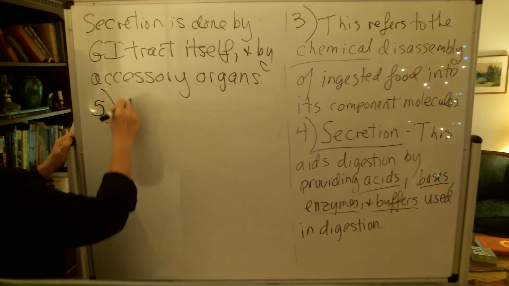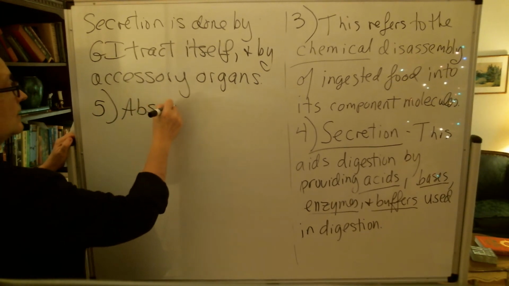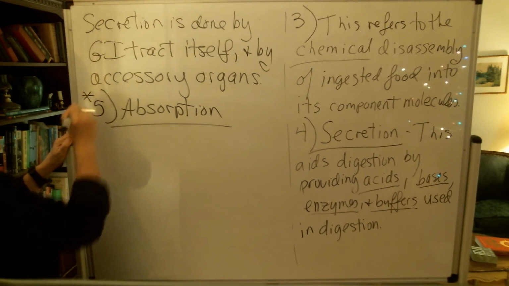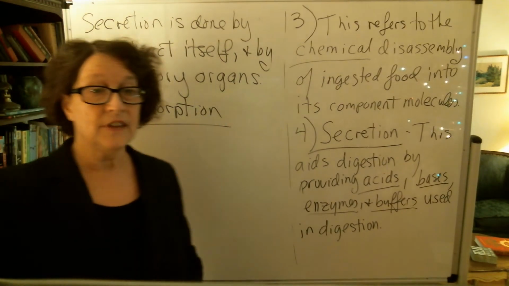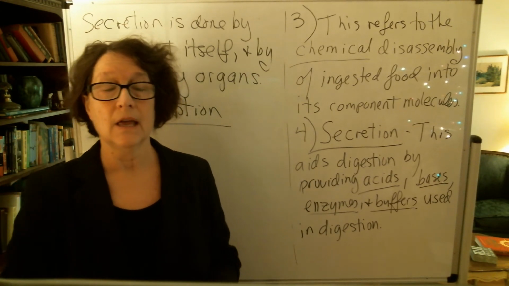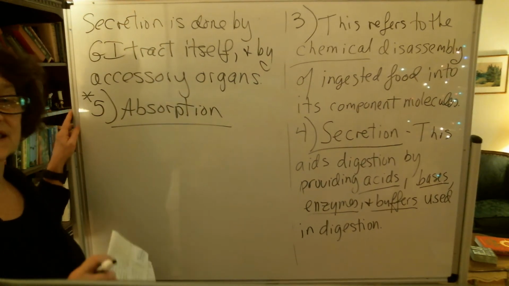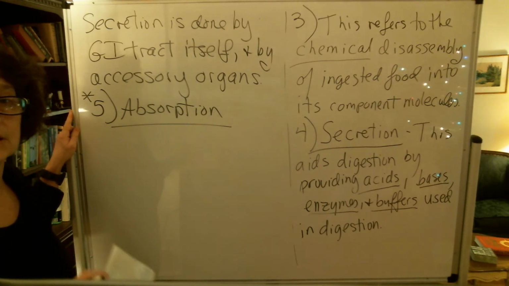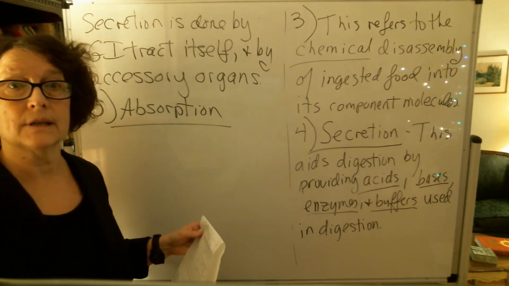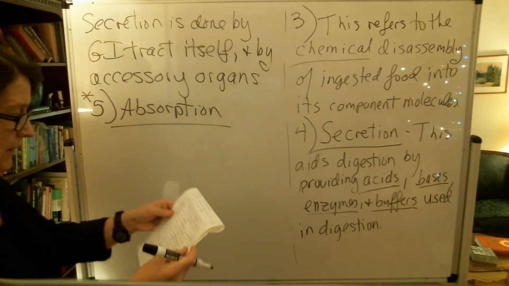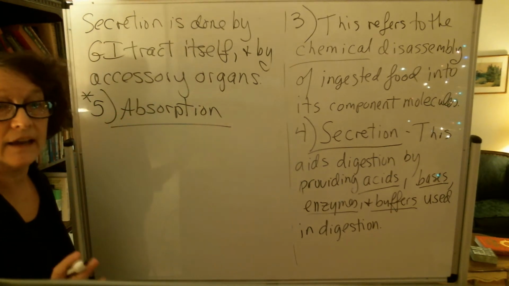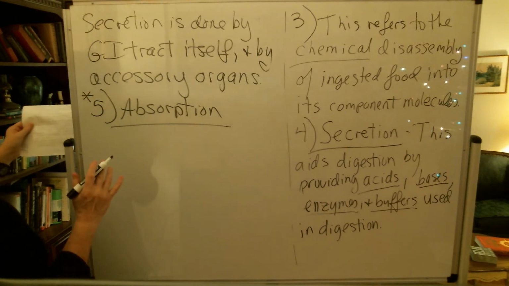The next step then is absorption. And I'm actually going to put a star next to this one. This is the big ticket item. This is why we have a digestive system. The digestive system exists so that we can absorb these molecules into our bodies and use them in the various ways that our bodies need these molecules. So this is actually the really important step. This is why we have a GI tract at all.